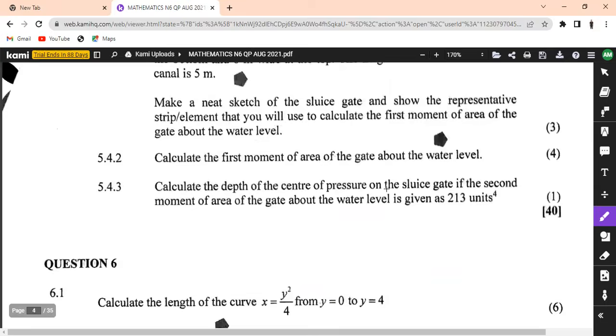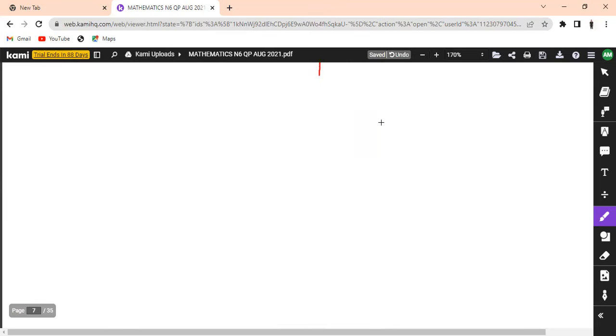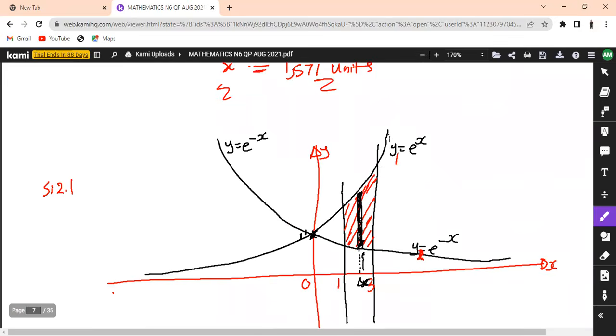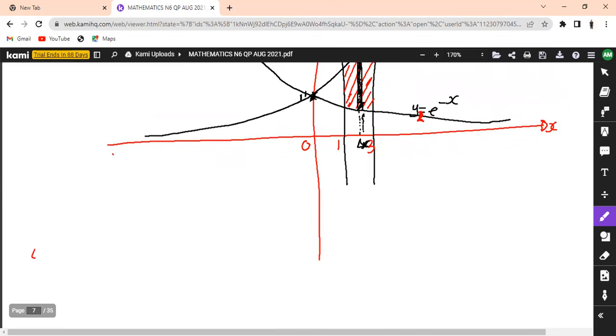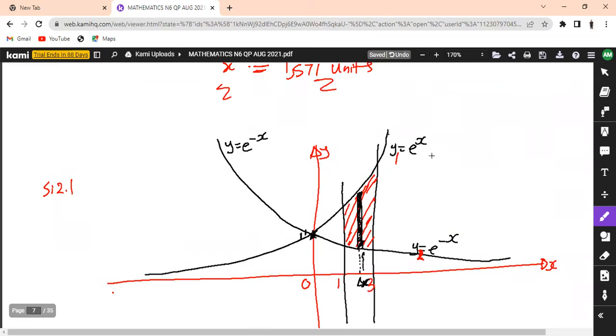As we know, guys, area is simply the integral of the given functions. But here we have to subtract, because we've got two functions. So this is 5.22. All right, so area with respect to x is going to be the difference between the two functions. So we are going to have a and b as our limits, and we have y1 minus y2 with respect to x, whereby y1 is the one on top, which is e to the exponent of x.